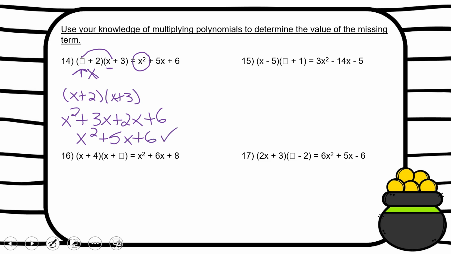And you can do that every time. So you need to be multiplying these out to check your answers. That's going to be what saves a lot of us from just little errors or just going too quickly.